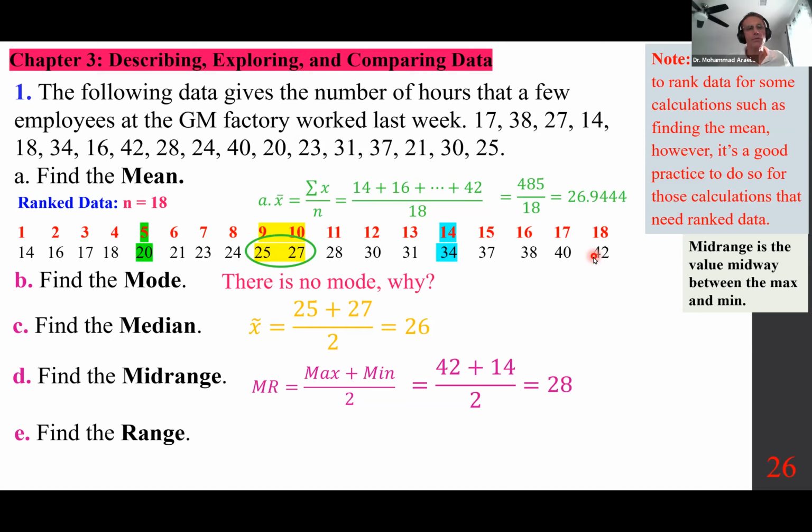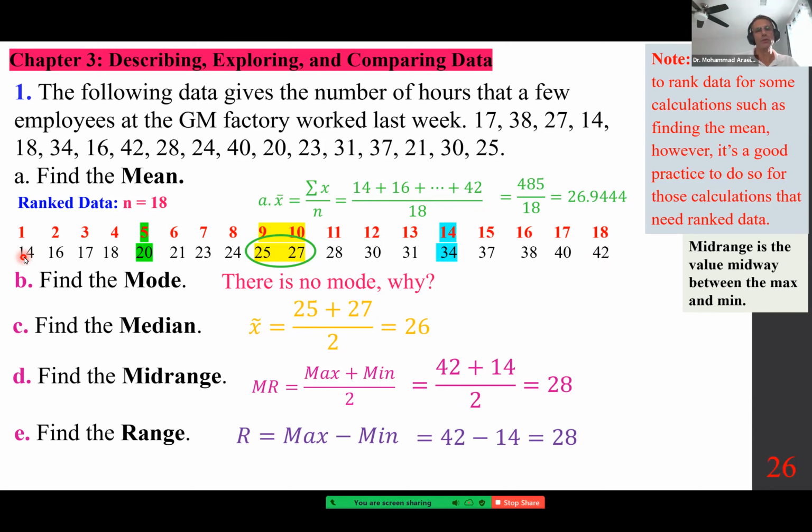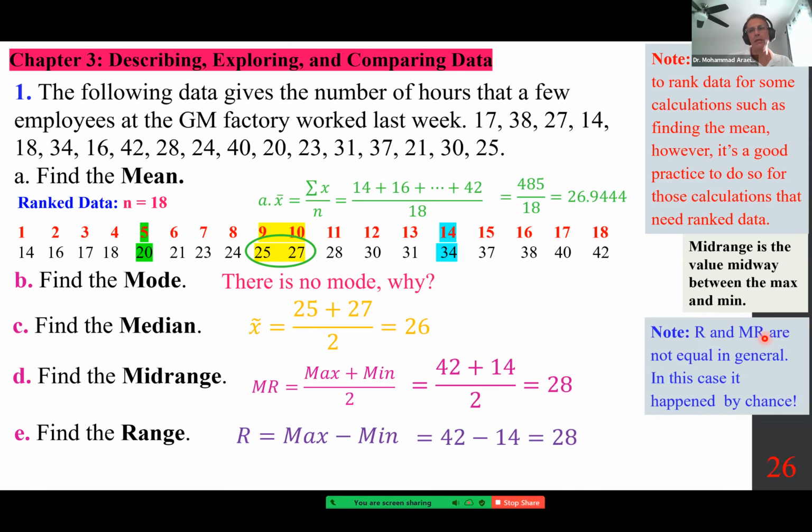The next one is asking for the range. Range by definition is the maximum value minus the minimum value, and therefore it is 42 minus 14. The only thing I want you to notice is that it happened by chance that the two values are equal. R and MR are not equal in general. In this case, it happened by chance. It won't happen in general. I can't emphasize this enough. For some reason, the calculation ended up giving us the same answer.